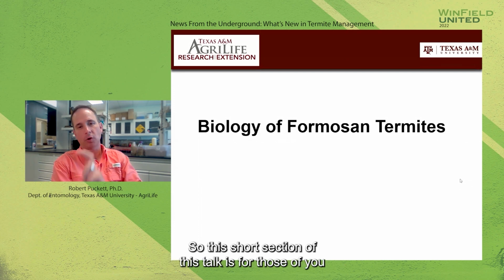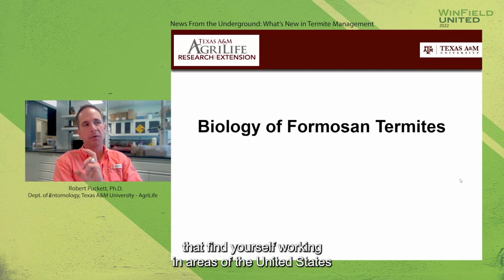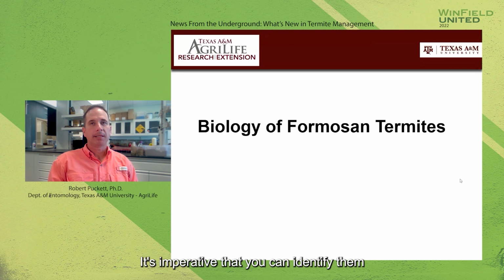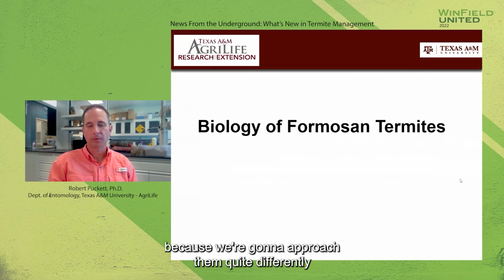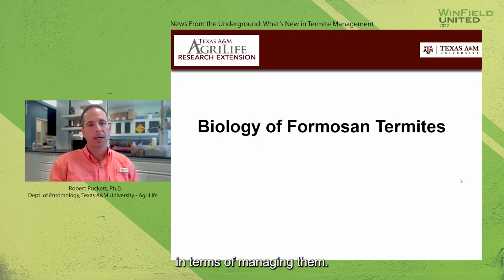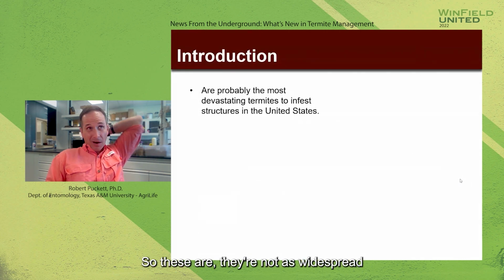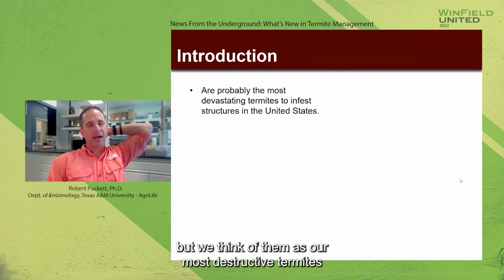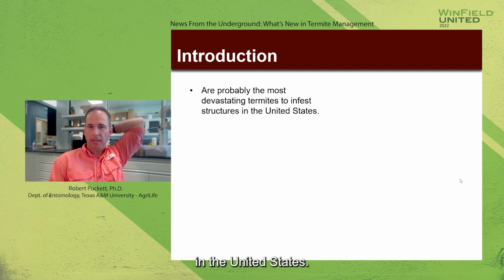So this short section of this talk is for those of you that find yourself working in areas of the United States that are known to have Formosan subterranean termites. It's imperative that you can identify them from our native subterranean termites, because we're going to approach them quite differently in terms of managing them. They're not as widespread as our native subterranean termites, but we think of them as our most destructive termites in the United States.